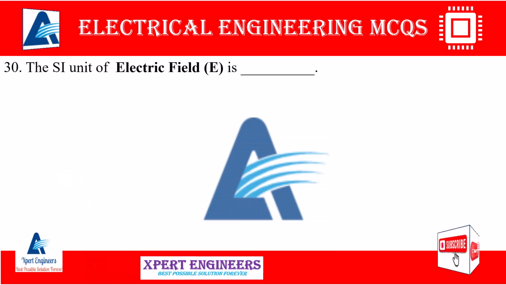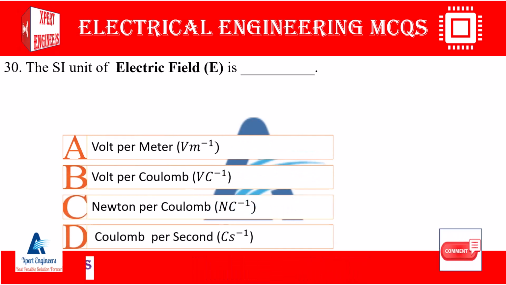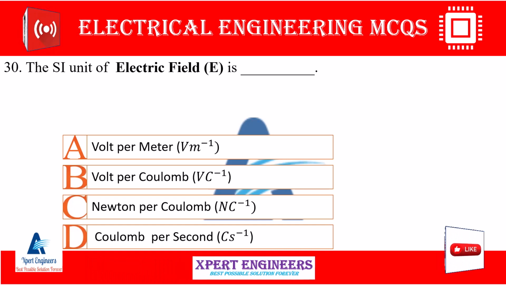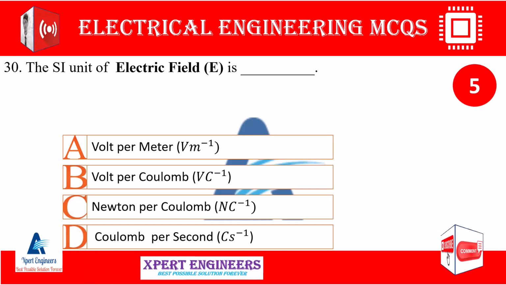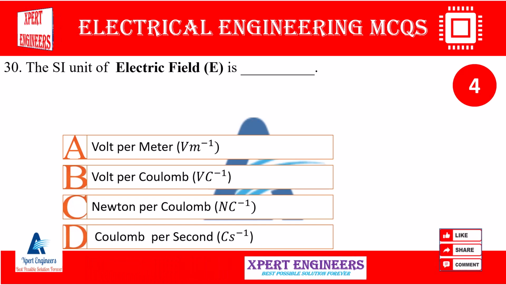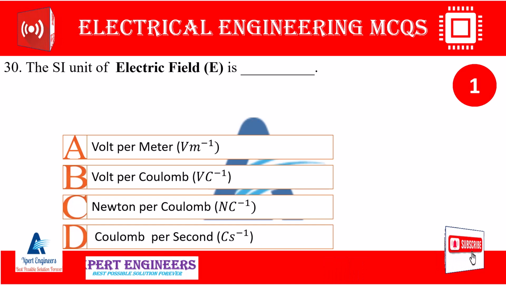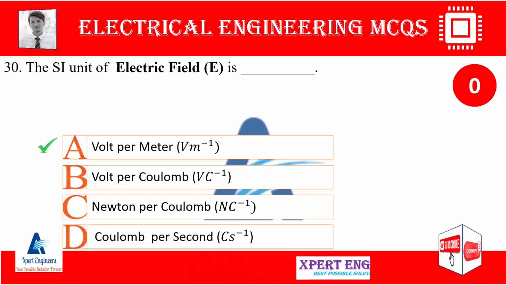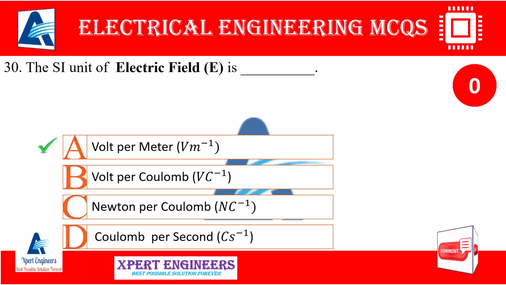The SI unit of electric field is dash. A, volt per meter, B, volt per coulomb, C, Newton per coulomb, and D, coulomb per second. The correct option is A, volt per meter. The SI unit of electric field is volt per meter.